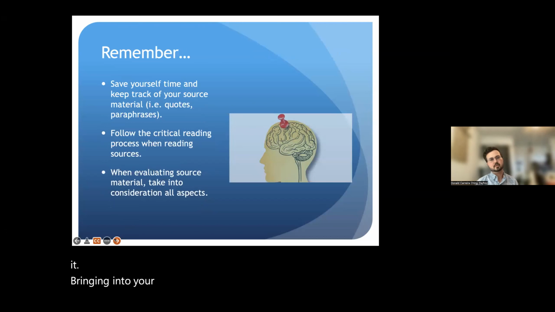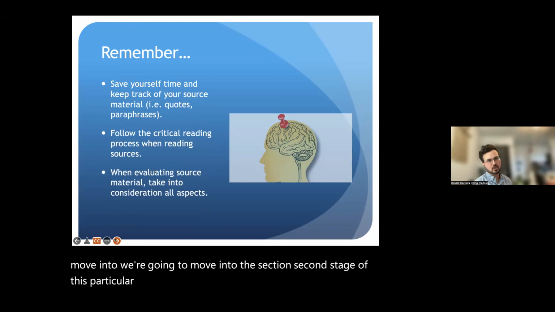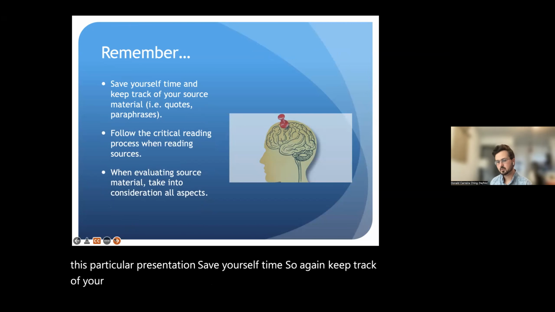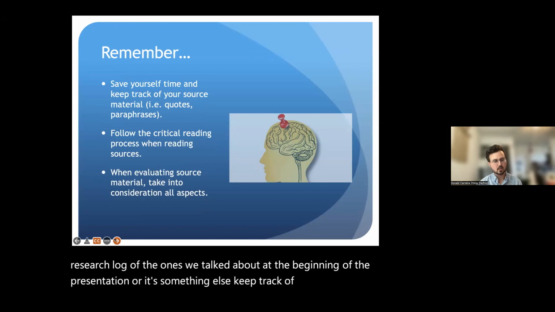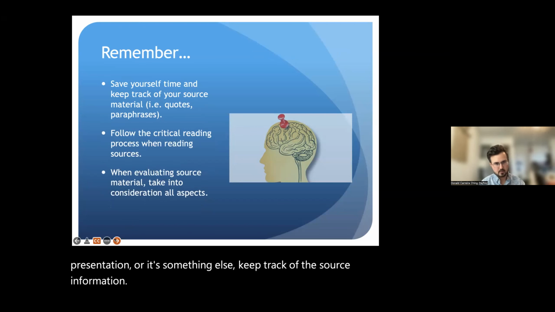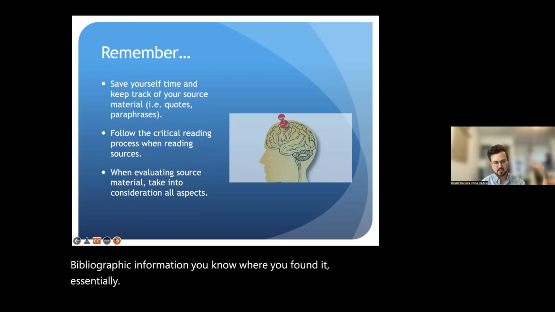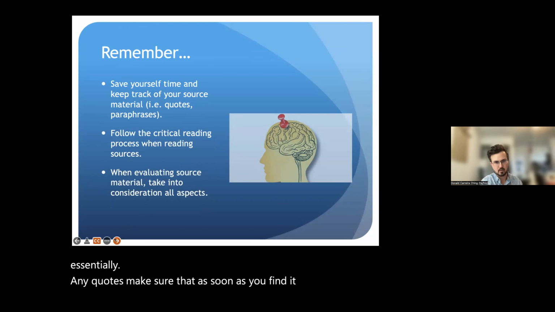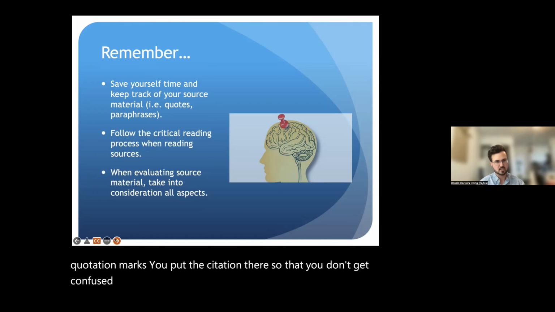Some things to think about as we move into the second stage of this presentation. Save yourself time. Keep track of your sources, whatever you decide to use, whether it's a research log like the ones we talked about at the beginning of the presentation, or something else. Keep track of the source information, the bibliographic information, where you found it. Any quotes, make sure that as soon as you find them, you put them in quotation marks and put the citation there so that you don't get confused between what's your words and what's the author's words. So keep track of that.